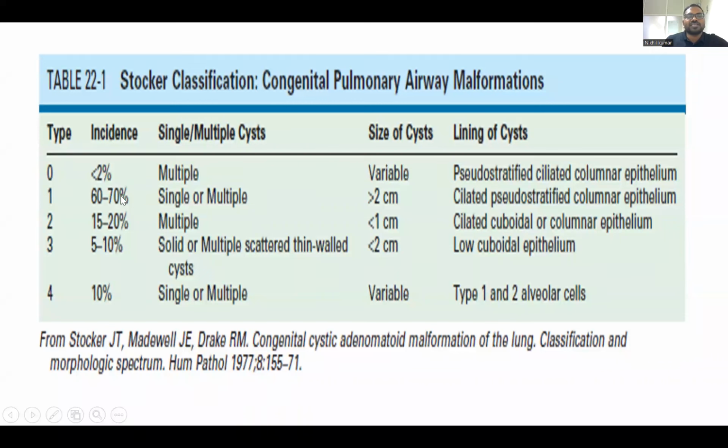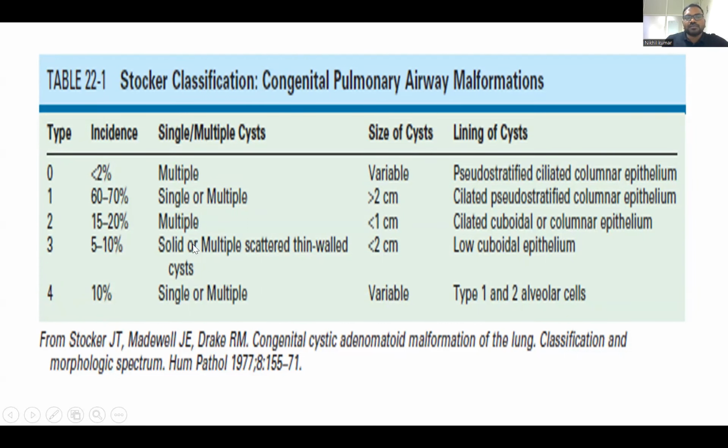Most common among these is type 1. It accounts for 60 to 70%, and the least common is type 0, which accounts for less than 2%, and type 0 is the most lethal also. Type 4 is associated with a genetic predisposition for carcinoma in the family also.